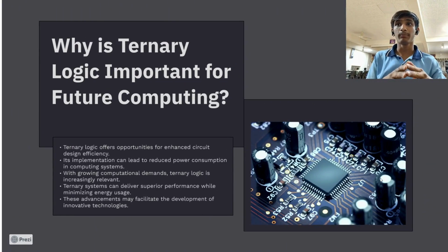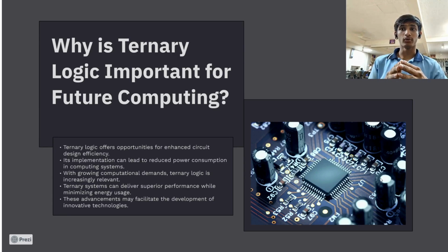Why is ternary logic important for future computing? Ternary logic offers opportunities for enhanced circuit design and efficiency. Its implementation can lead to reduced power consumption in computer systems. With growing computational demands, ternary logic is increasingly relevant. Ternary systems can deliver superior performance while minimizing energy usage. These advancements may facilitate the development of innovative technologies, and it is less power consuming, so it is important for the future of computing.